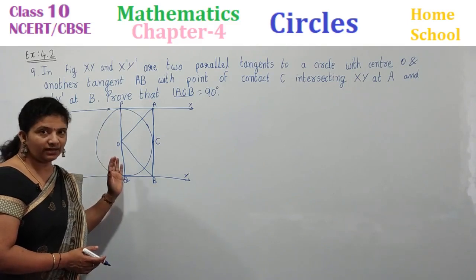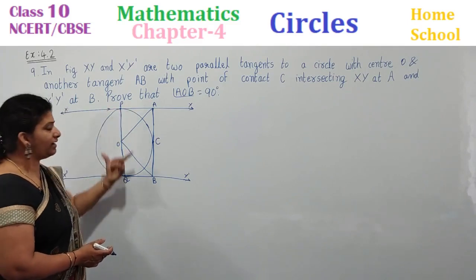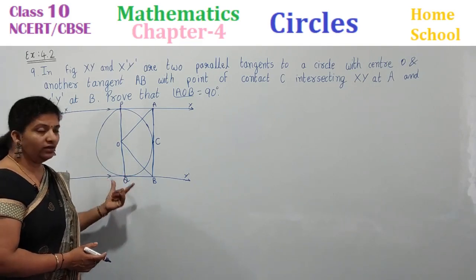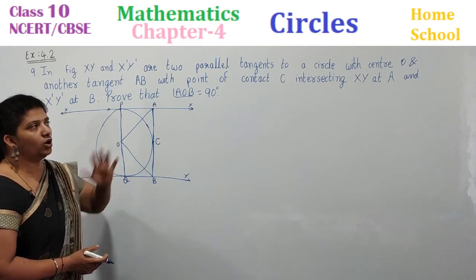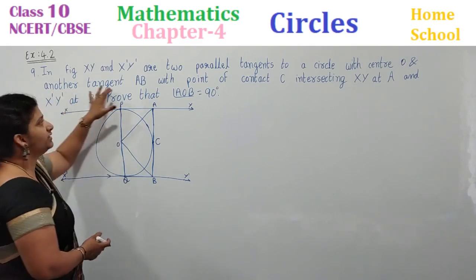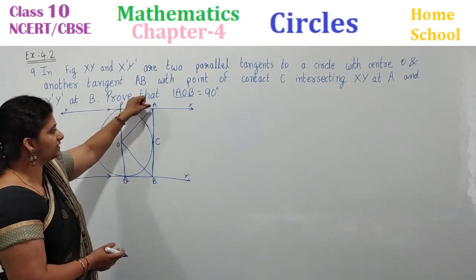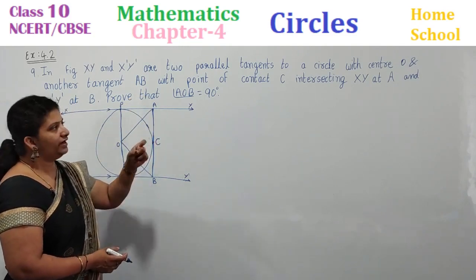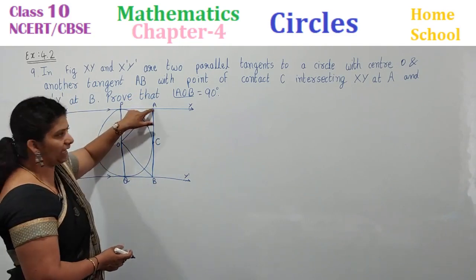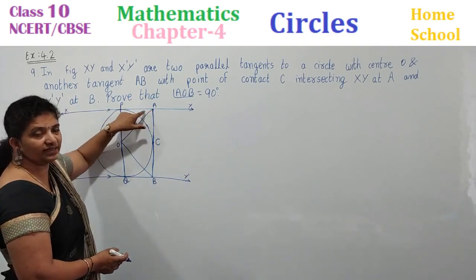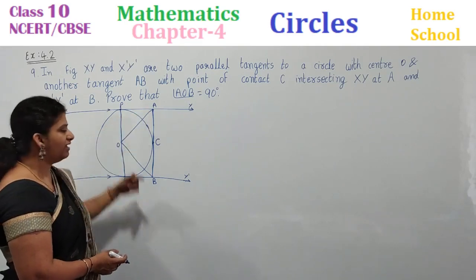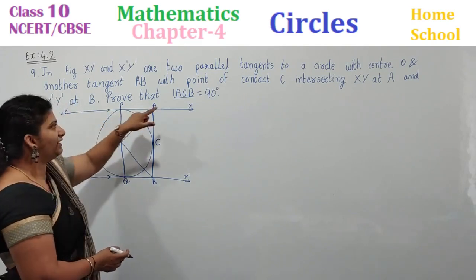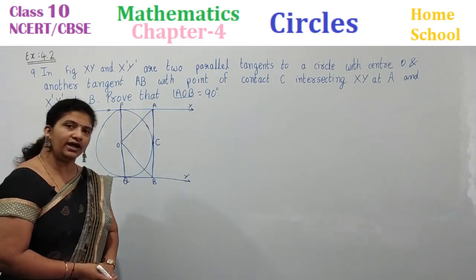Again, understand the line here. Given XY and X'Y' are the two tangents parallel to a circle with center O. And another tangent AB, with point of contact C, intersecting the XY tangent at A and the X'Y' tangent at B. Prove that angle AOB is equal to 90 degrees.